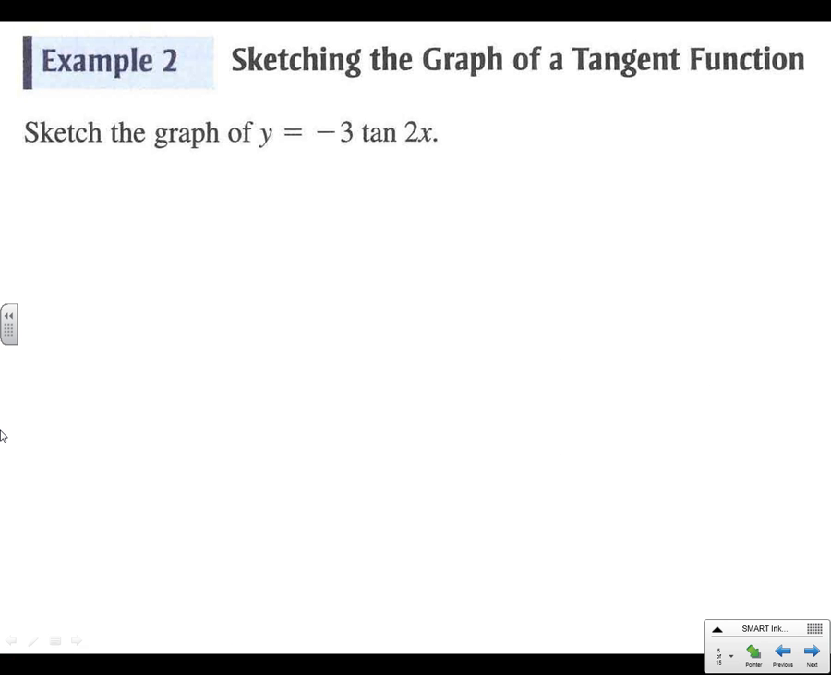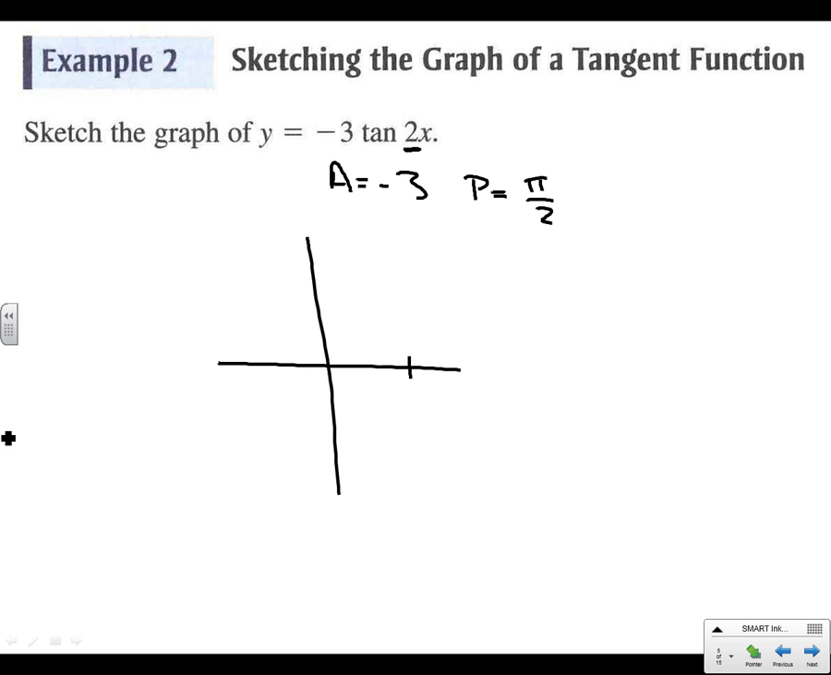All right, so we'll move on to example 2, and we'll do the same thing here. We're going to do another tangent curve. Amplitude is -3. Our period is pi over 2 from this number on the inside. So we'll go ahead and graph this. We'll have asymptotes at pi over 4, plus or minus. Our important points will be negative pi over 8 and positive pi over 8, cutting them in half.